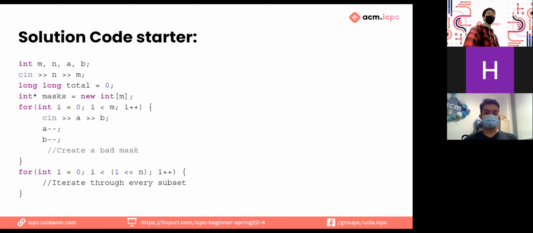And here's the starter code. You can use it if you want.